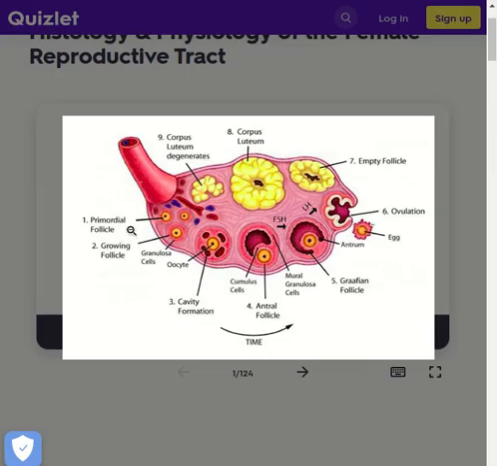So let's recap. What is this one called again? A primordial follicle. Very good. What is this one called? A secondary follicle. And what's this one called? A Graafian follicle. Then what takes place? Ovulation. And what is left? The corpus luteum. The first phase from day 1 to 14 is called the follicular phase.